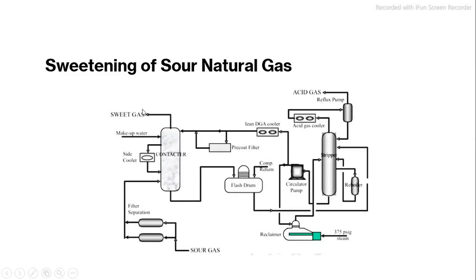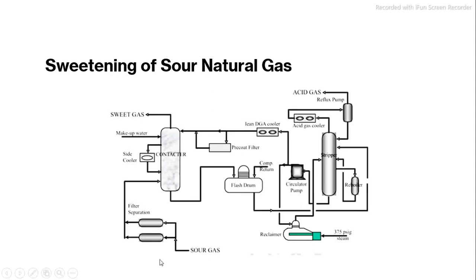This process consists of two main pieces of equipment. The first one is the contactor. The second one is the stripper. The contactor involves a mass transfer operation between gas and liquid, in which the sour gas flows into the bottom of the column and moves upward countercurrent to the solvent.